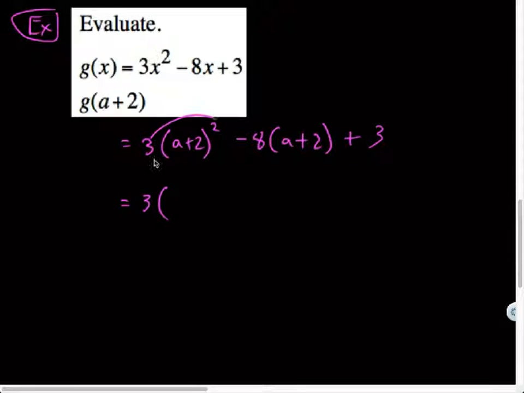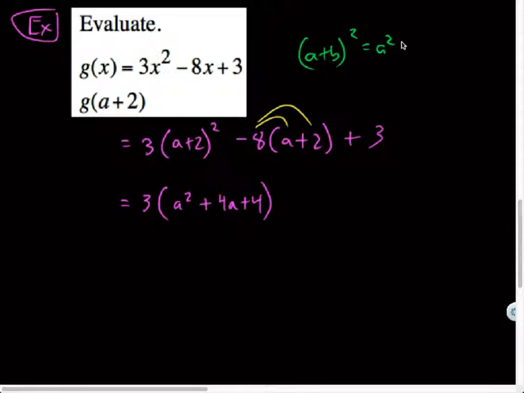And of course, you know how to expand a plus 2 all squared. I'm just going to write that as a squared plus 4a plus 4, if you foiled that by itself. We also could distribute. Just so you're aware, the pattern that I used there was (a plus b) squared equals a squared plus 2ab plus b squared. So that's where this expansion came from. Distribute the negative 8, so negative 8a minus 16, and then plus 3 still hanging out at the caboose.